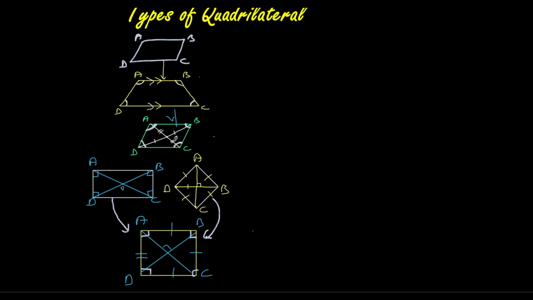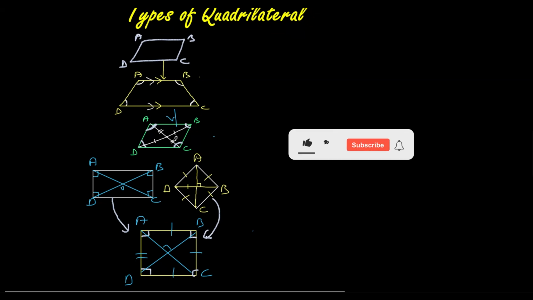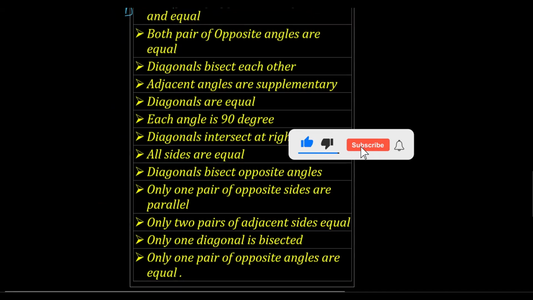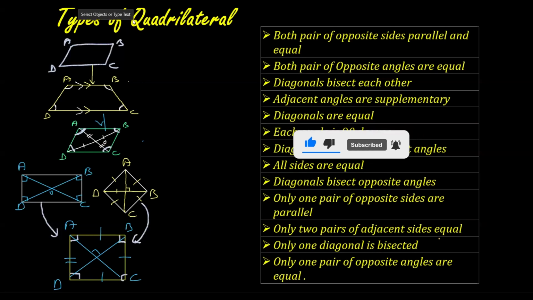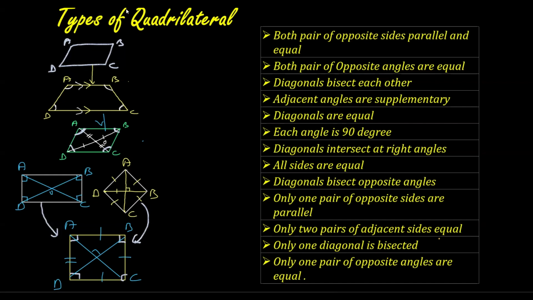So let's say if I write down all the characteristics and we'll figure out which of them is valid. Now, before we discuss these characteristics of quadrilaterals, I forgot to tell you about a kite, which is again a special quadrilateral, and it has some relation with a rhombus.